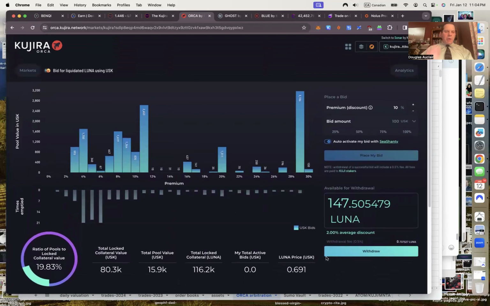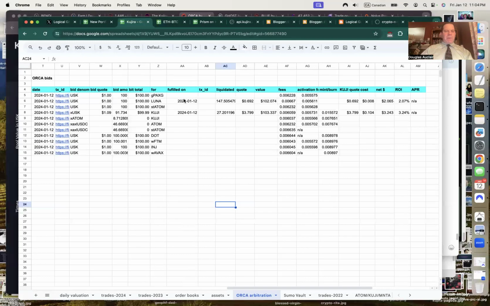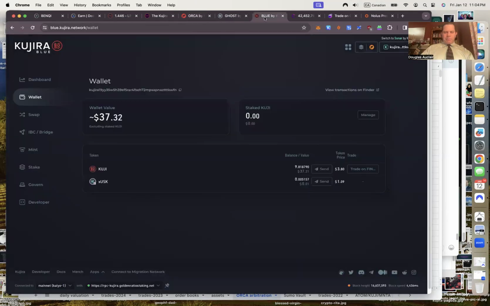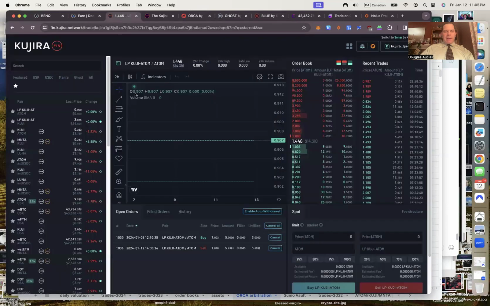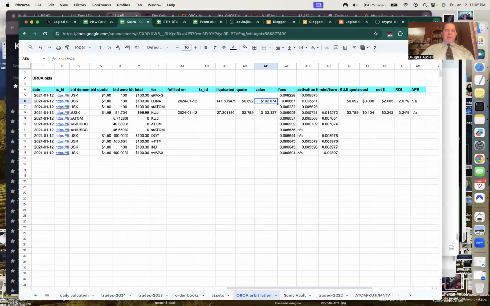So what I do is I go to, okay, so I have liquidated capital that I can claim. Instead of withdrawing immediately, what I do is I capture the amount of capital that I'm to claim, and then I go to the bid that I have, and this is Luna. I place that amount into my spreadsheet with the quote that I get from either Blue or on Fin. Place the quote, and then I get a value out of that. So I know I bid $100 worth against Luna. I'm getting back $102 worth.